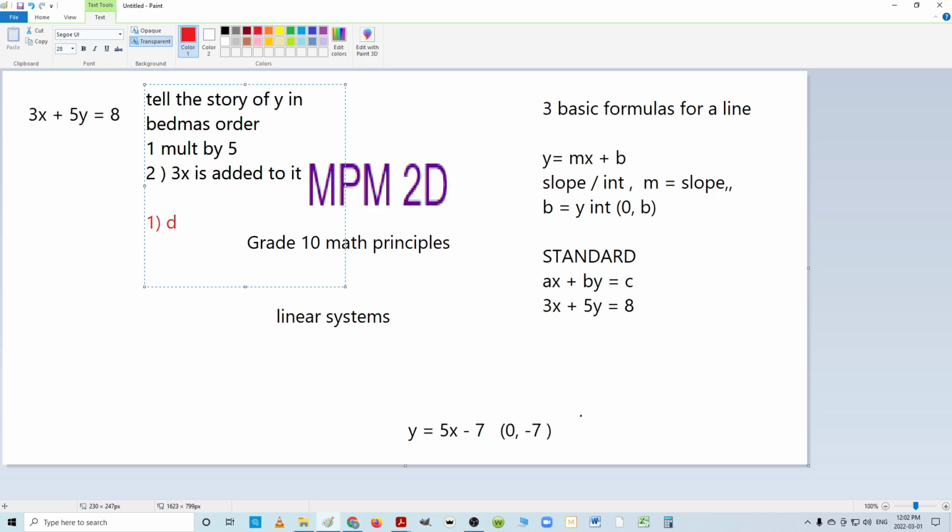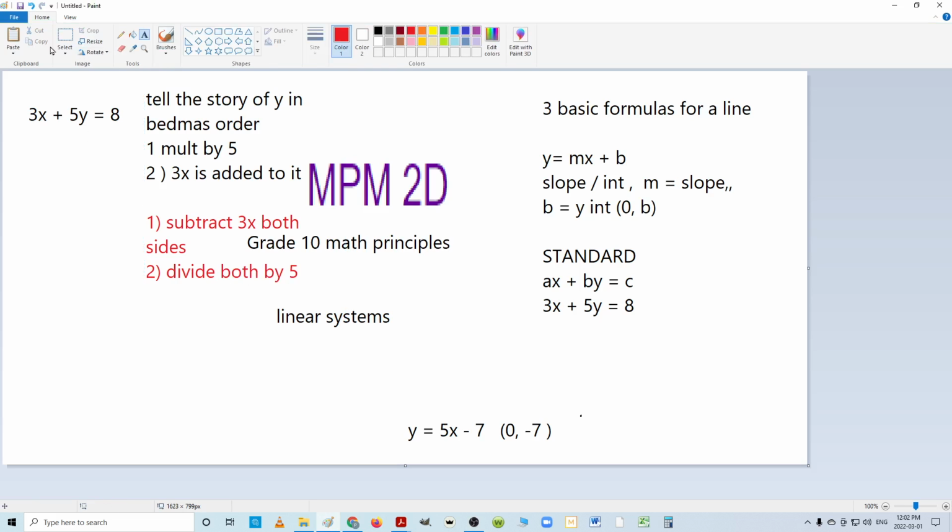Divide both sides. Oh, actually, sorry. 3x is added to it. Subtract 3x, both sides. And then divide both sides by 5. Let's see if that works. So I'm going to first subtract 3x from both sides.